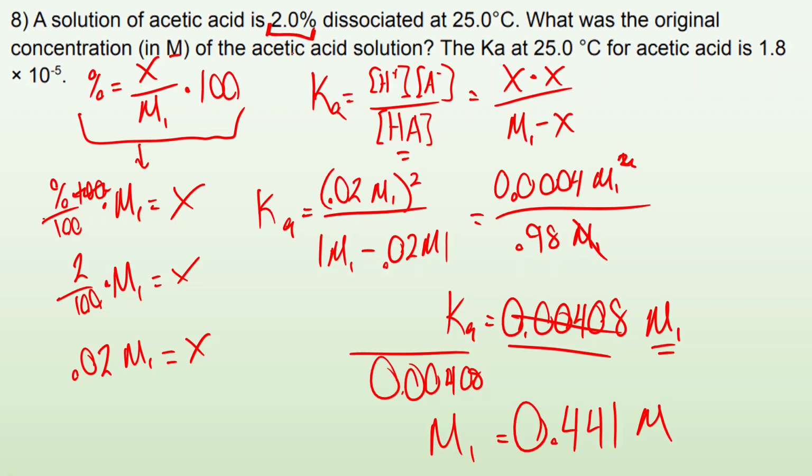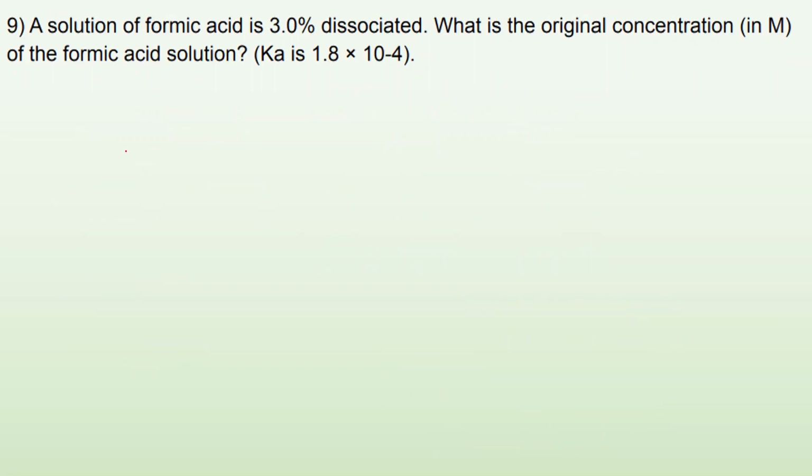So the hard part here was realizing I have two unknowns. They tell me the percent, but I don't know what the original amount is, but I can rearrange to solve for it and plug it into the other equation. One more just like that. A solution of formic acid is 3% dissociated. What is the original concentration of the formic acid?